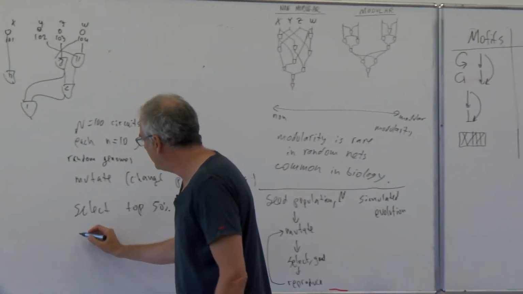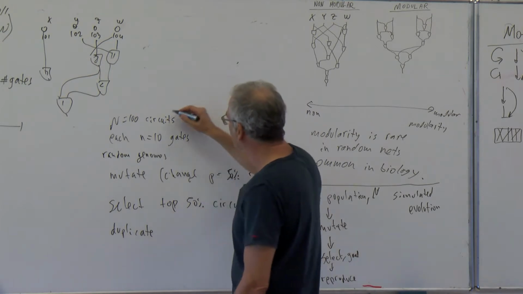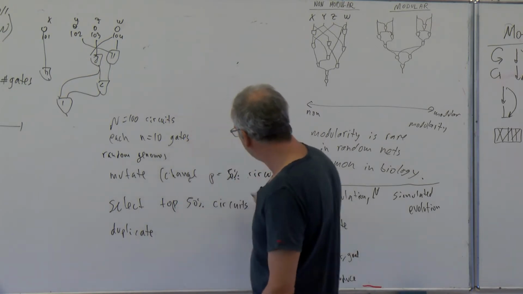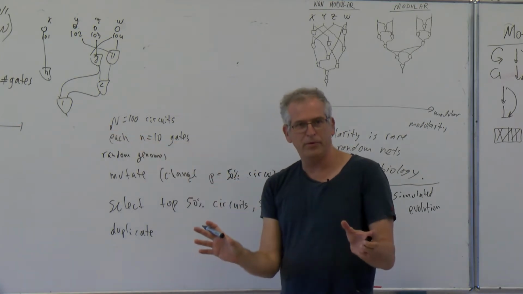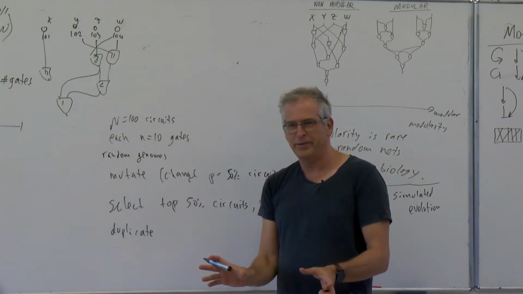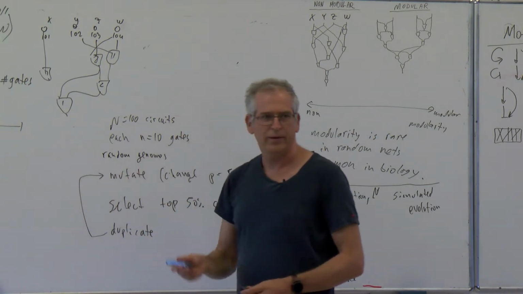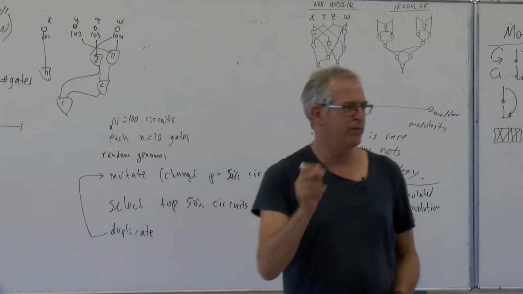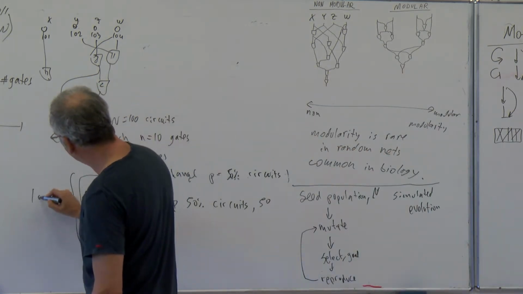And then I duplicate. So if I started with 100, I have 50, which are the highest fitness, and I make a baby for each one of them. So I'm back to 100. And then I mutate, select, duplicate. Mutate, select, duplicate. Each round like this is one generation.